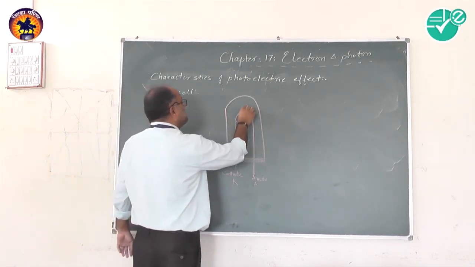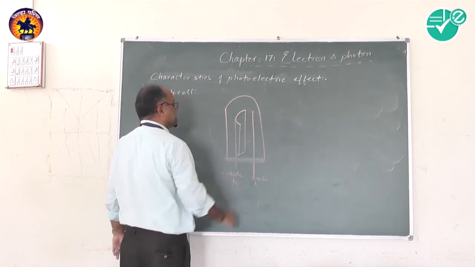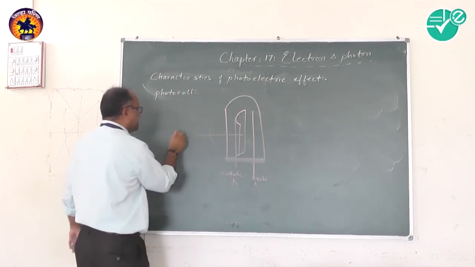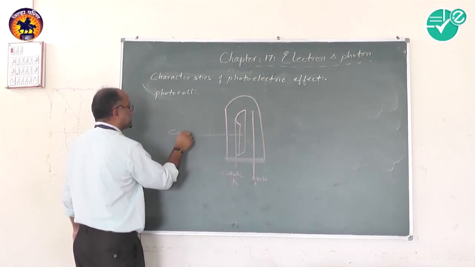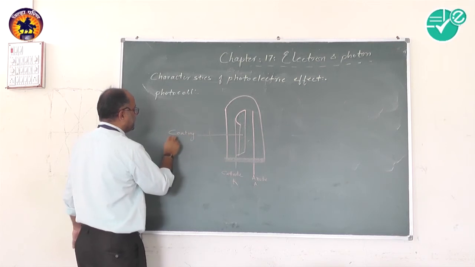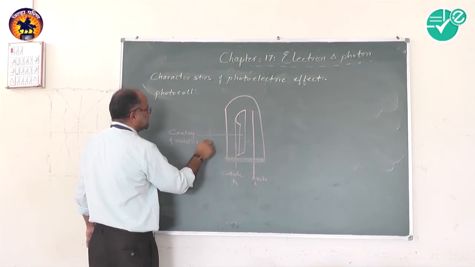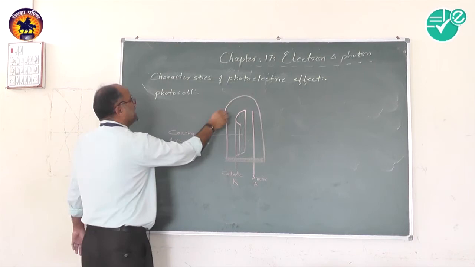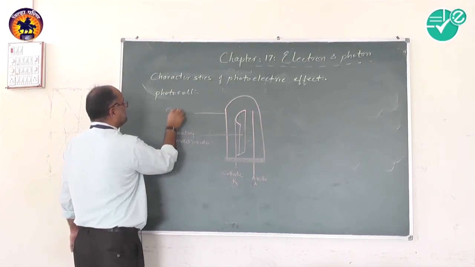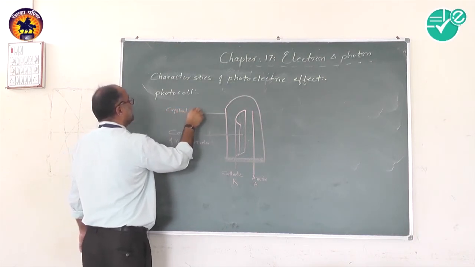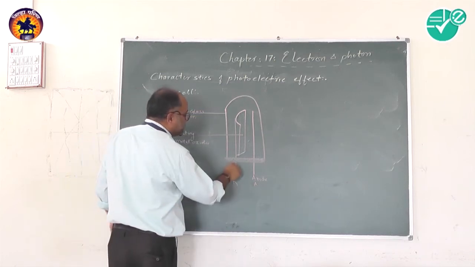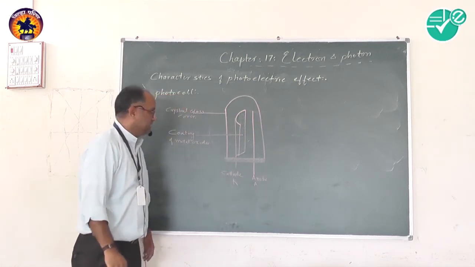This cathode is circular in shape, and the surface of this cathode is coated with metal oxides, and it is made up of tungsten. And this is the crystal glass cover, and these are the two leads which are taken out for the connection.